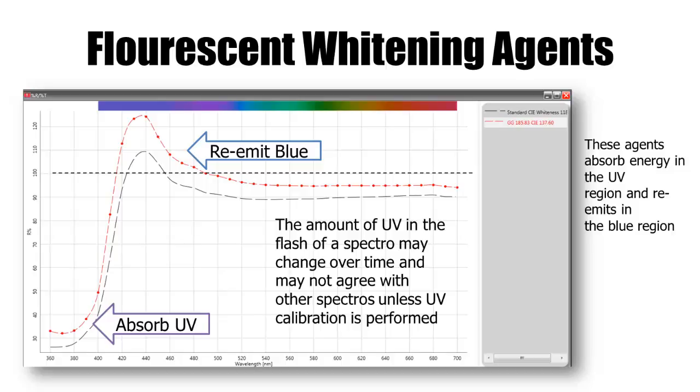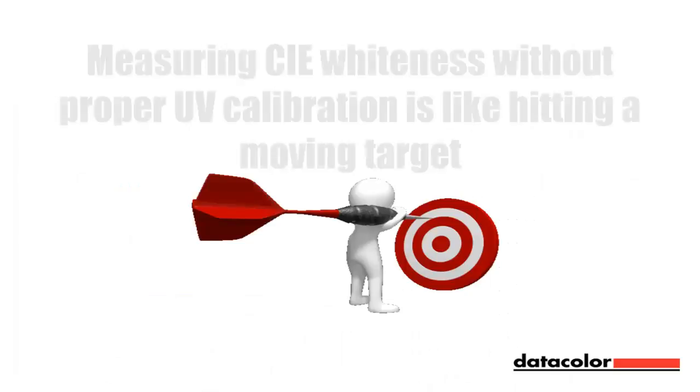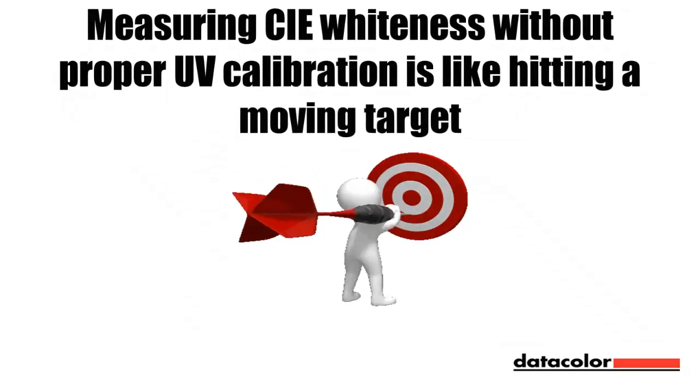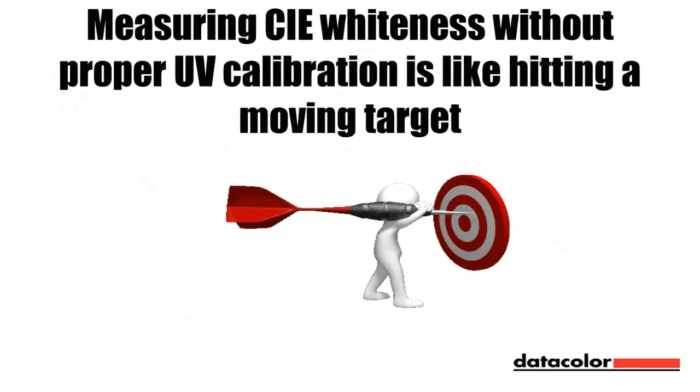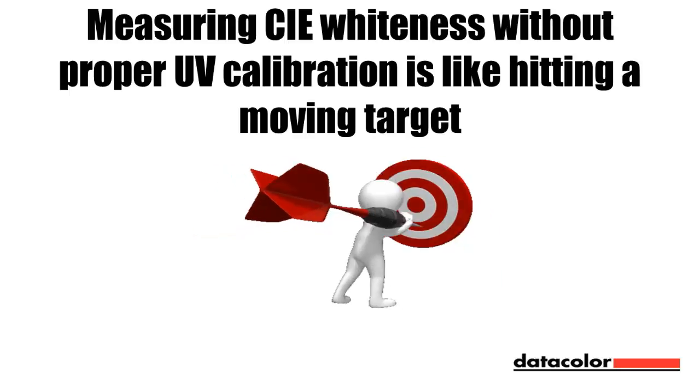This is important because the UV content of a spectro's flash changes over the life of the spectro, and because it varies from spectro to spectro. Thus, readings of the same white may vary depending on the age and/or the model of the spectro. Because of this, measuring CIE whiteness, or any whiteness, is like hitting a moving target without UV calibration.